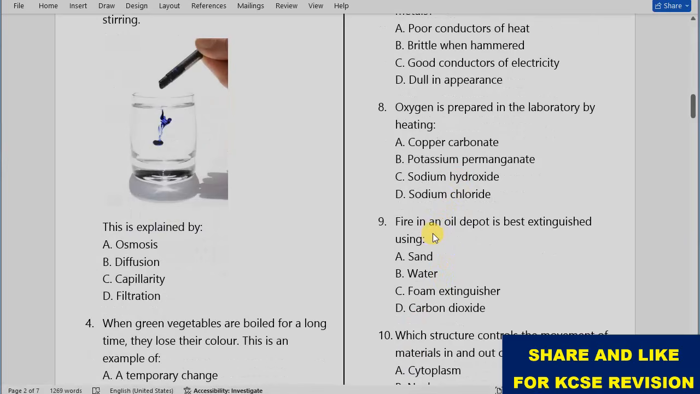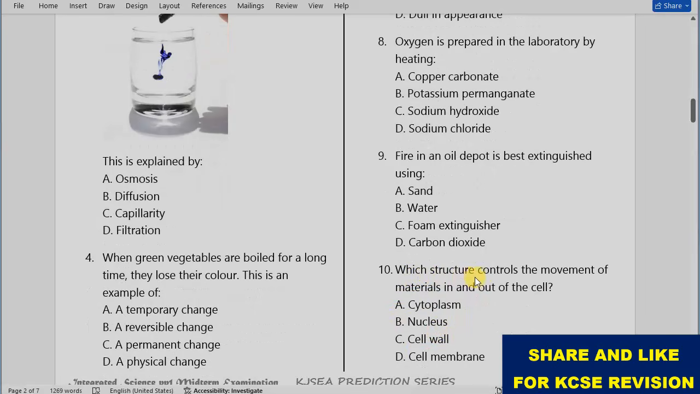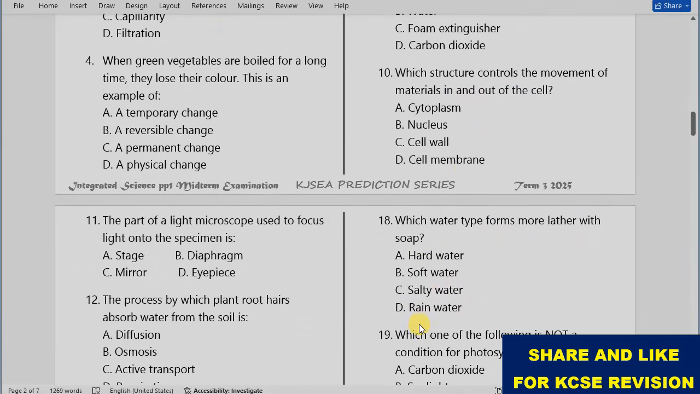Question 8. Fire in an oil deposit is best extinguished using which of these: foam extinguisher, carbon dioxide, water, or sand. If it is oil, you cannot use water. The best is foam extinguisher, because foam extinguishers are effective on oil fires. Which structure controls the movement of materials in and out of the cell? It is D, the cell membrane.